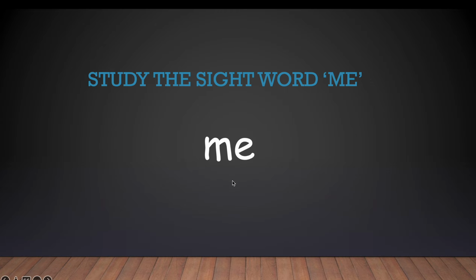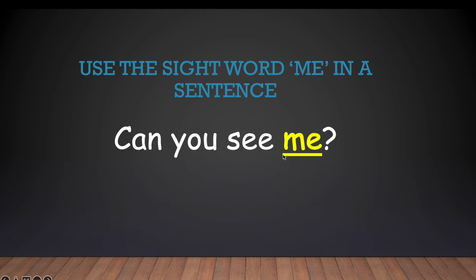The next sight word we're going to study is the sight word me. Let's spell it. M-E. Let's count how many letters. 1, 2. Those are both short letters. M is a consonant and E is a vowel. Let's count the syllables in the sight word me. Ready? Me. Me has one syllable. Next, let's use the sight word me in a sentence.